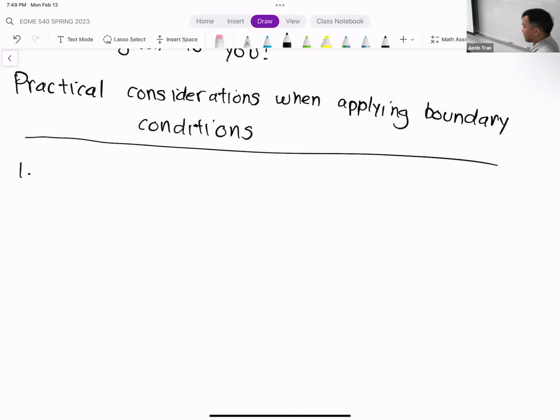Right, so number one. We talk about boundary conditions and how they're an important part of the mathematical solution to the differential equation, right? With that said, you don't have to apply a boundary condition on every single surface, edge, point, on every single exterior point in your model.